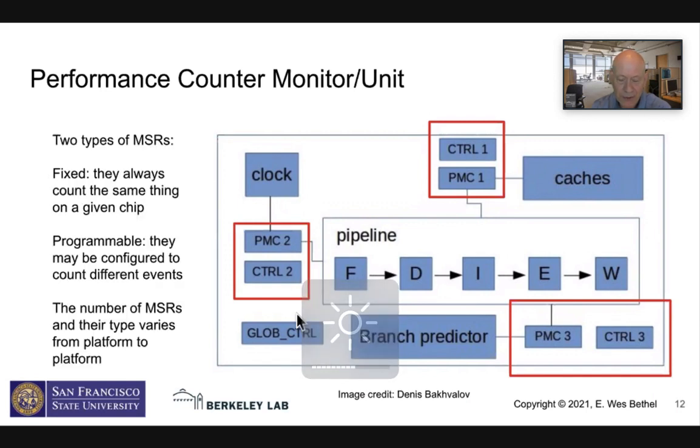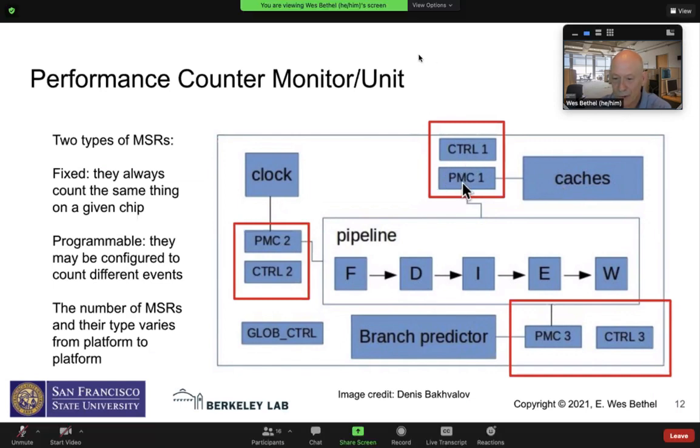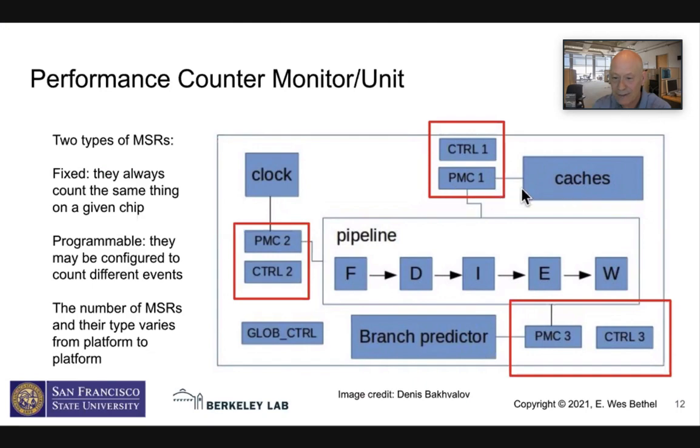As I mentioned, there's two types. There's a set of fixed registers that always collect the same things, right? Like the clock, for example. And then there's a set of programmable ones that you can have look at different things. Control 1 and PMC1 are programmable in the sense that they can look at events from the caches or from the pipeline.